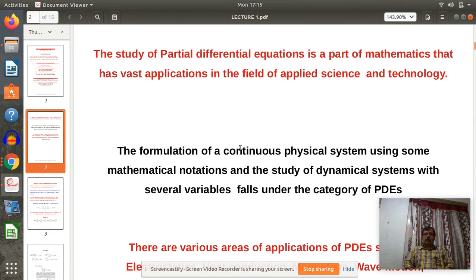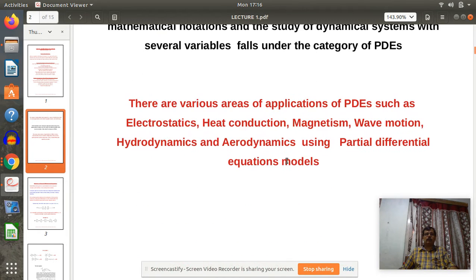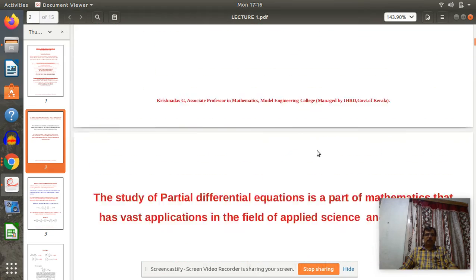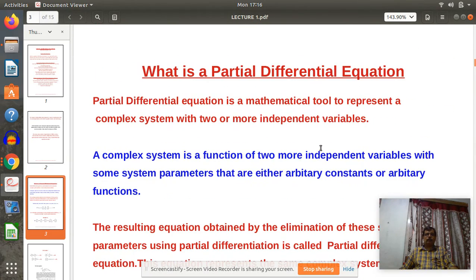The study of partial differential equations is a part of mathematics which has vast application in the field of applied science and technology. The formulation of a continuous physical system using mathematical notations and study of dynamical systems with several variables falls under the category of partial differential equations. There are various applications such as electrostatics, heat conduction, magnetism, wave motion, hydrodynamics, aerodynamics, where we use partial differential equation models. Okay. So with this introduction of the course, we'll start with the first module.